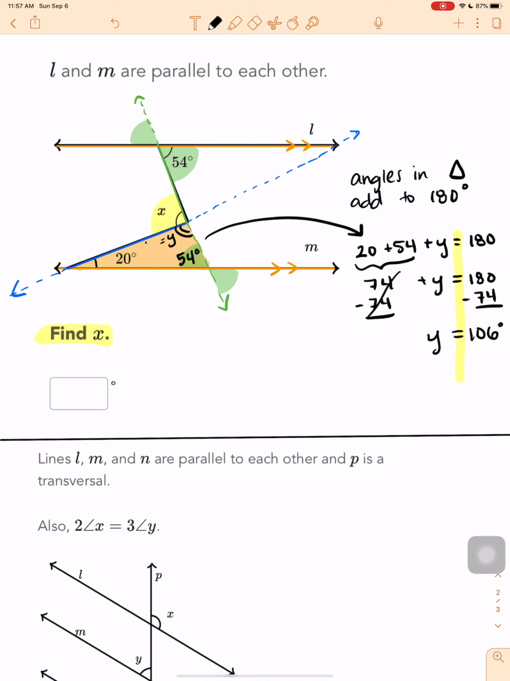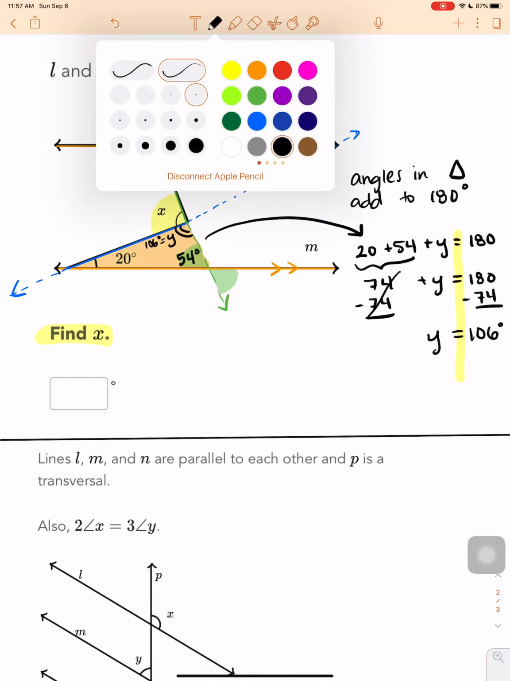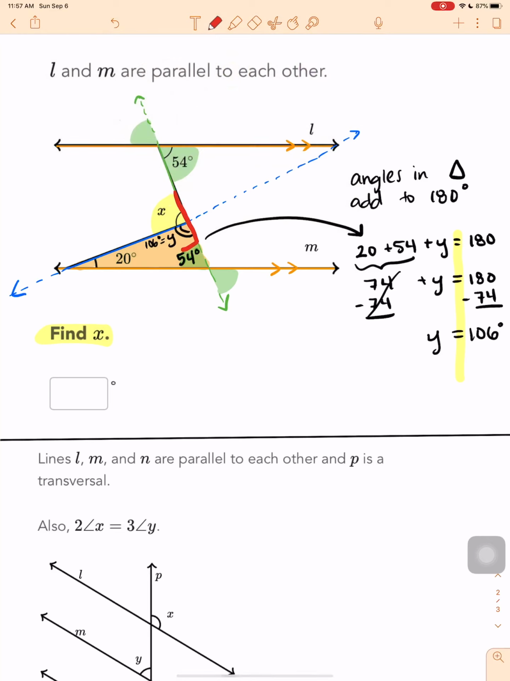So if I know that this angle here is 106 degrees, I know that angle x plus angle y are supplementary. They are on a straight line. So I know angle x plus 106 is equal to 180, because this angle here is 106 degrees. If I subtract 106 from both sides, I know angle x is equal to 74 degrees. So x is equal to 74 degrees.